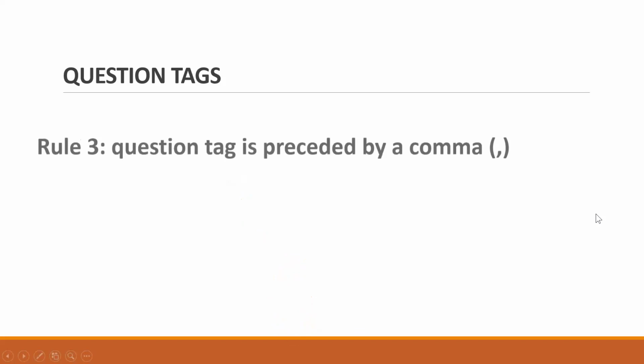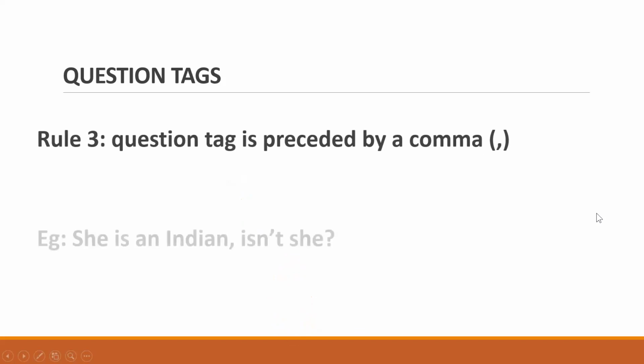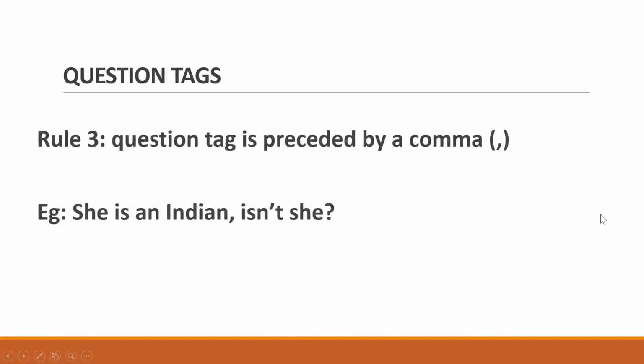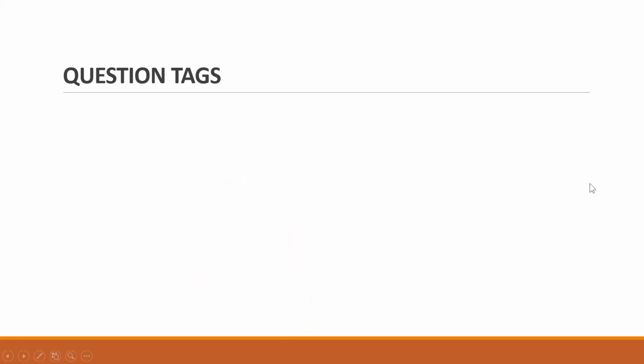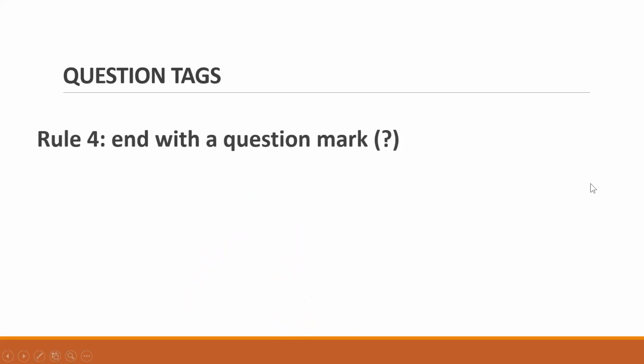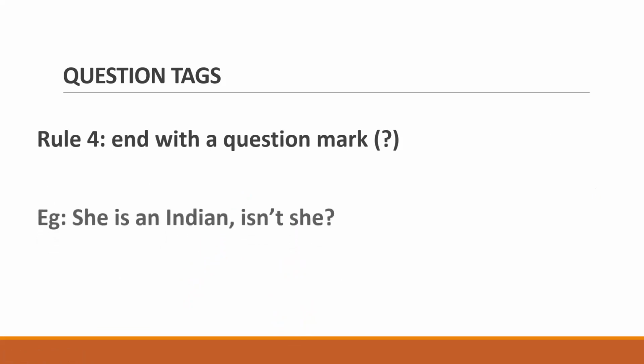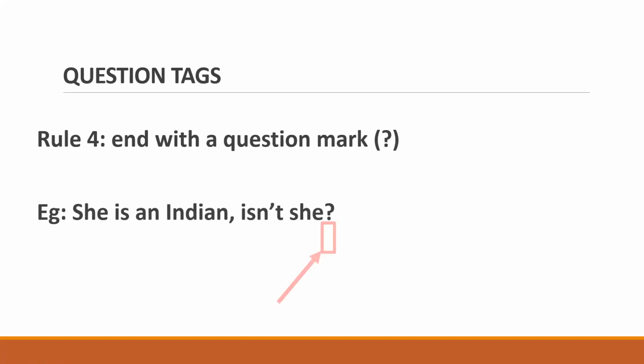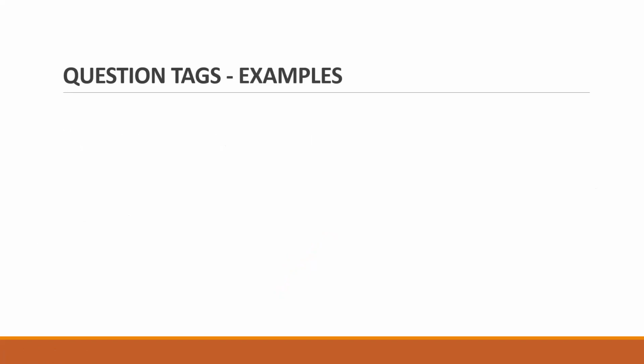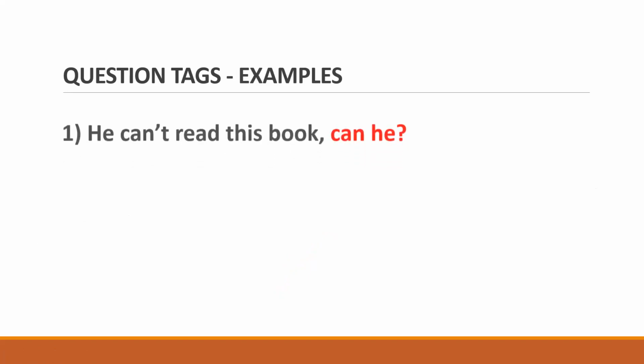Rule number 3, question tag is preceded by a comma. Example, she is an Indian. Now if you see, the comma is after the positive clause or the negative clause before the tag question. Okay, so she is an Indian, comma, isn't she? Rule number 4, end with a question mark. Now let's see, where is the question mark? She is an Indian, isn't she? The question mark comes at the end. Now, having learned all the rules, let's see some example.